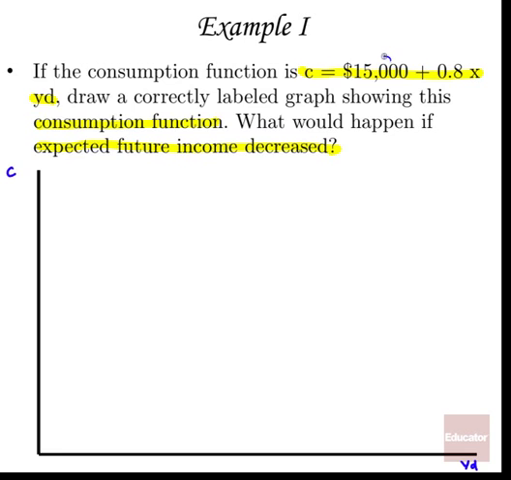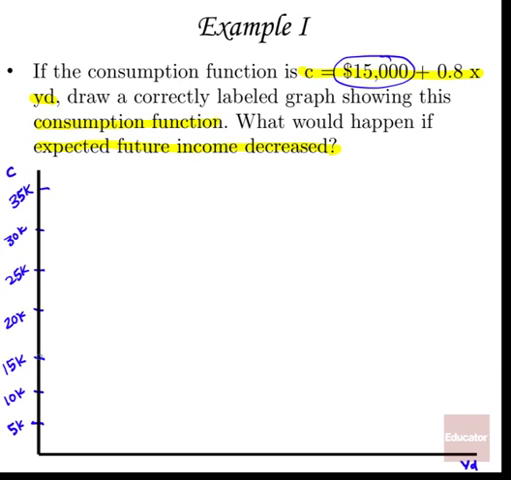Now, 15,000 represents the autonomous consumption here. So no matter what, there's going to be $15,000 spent here. So let's go ahead and go in increments. Let's label this graph here. So this is 5K, 10K, 15K. That's what we've got right here. 20K, 25K, 30K. This will stop at 35K.